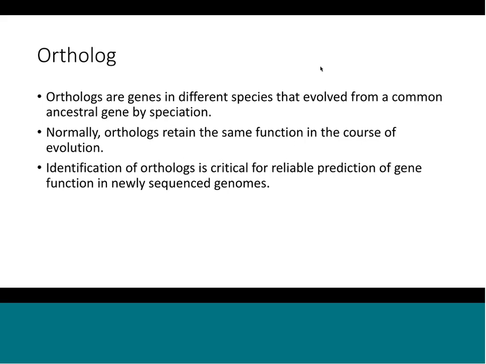Now, I've mentioned orthologs. People who do comparative genomics talk about orthologs all the time, but perhaps it isn't a term that some of you are familiar with. Orthologs are defined as genes in different species that evolved from a common ancestor or an ancestral gene. Now, what's important about orthologs, and the dogma, is that orthologs retain the same function in the course of evolution. And so in order to predict function in a new genome, you identify the orthologs, and generally that's seen as a reliable prediction of gene function in newly sequenced genomes.